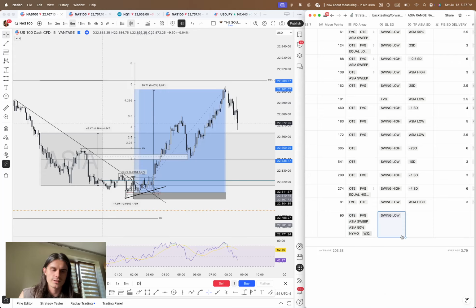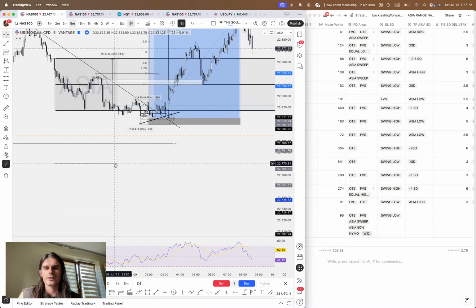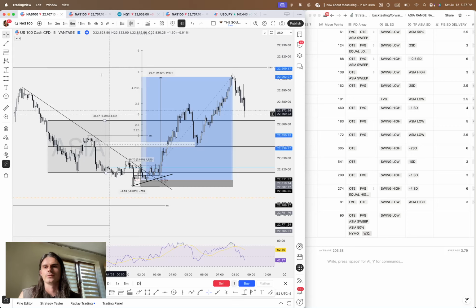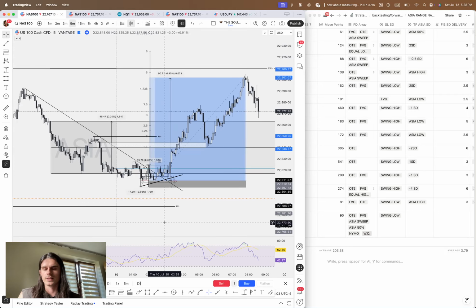Again, my stop loss at the swing low. In some models, I could be using my stop loss over here if I'm swing trading this. If I'm waiting for the long swing and I'm waiting for the price to deliver into -1 standard deviation, then my stop loss would be at -1 standard deviation or below some liquidity. But anyways, in this case, I was using the swing low.